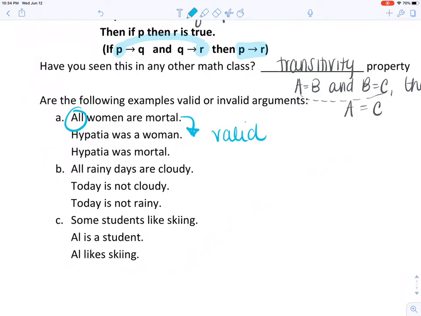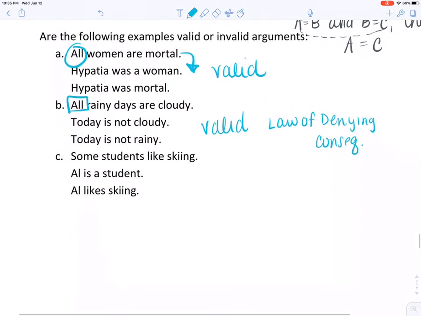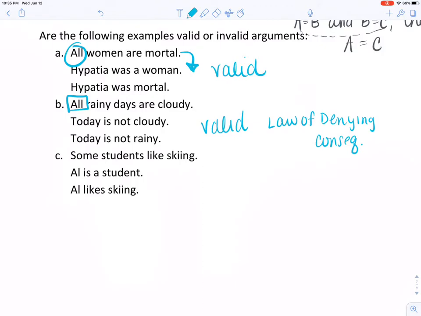All rainy days are cloudy. Okay, there's that all again. Today is not cloudy. Today is not rainy. So because all rainy days are cloudy, and today is not cloudy, today is not rainy, I can say yes, this is a valid argument, and I am using the second one, the law of denying the consequent. Theorem 2.4 or something.